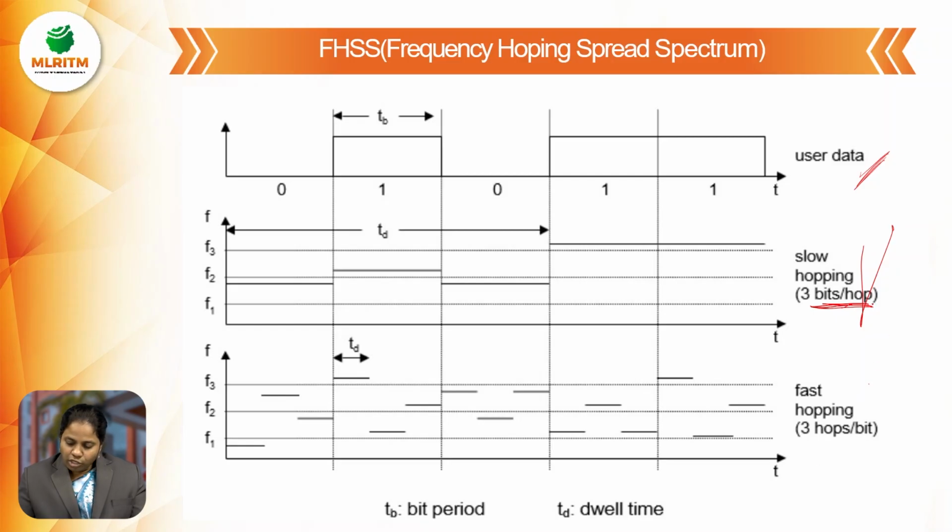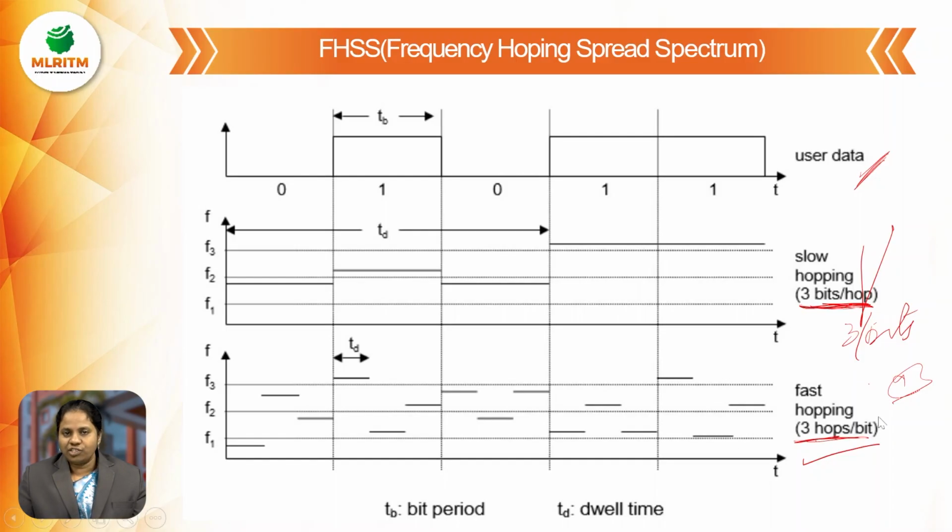That is, altogether, if we are using 3 bits per hop, it can transmit only 3 bits. Whereas when you are using fast hopping, 3 hops per bit, that is 9 bits can be transmitted at a particular instance of time. Here, the usage of slow hopping or fast hopping is selected based on the frequency transmission requirement.